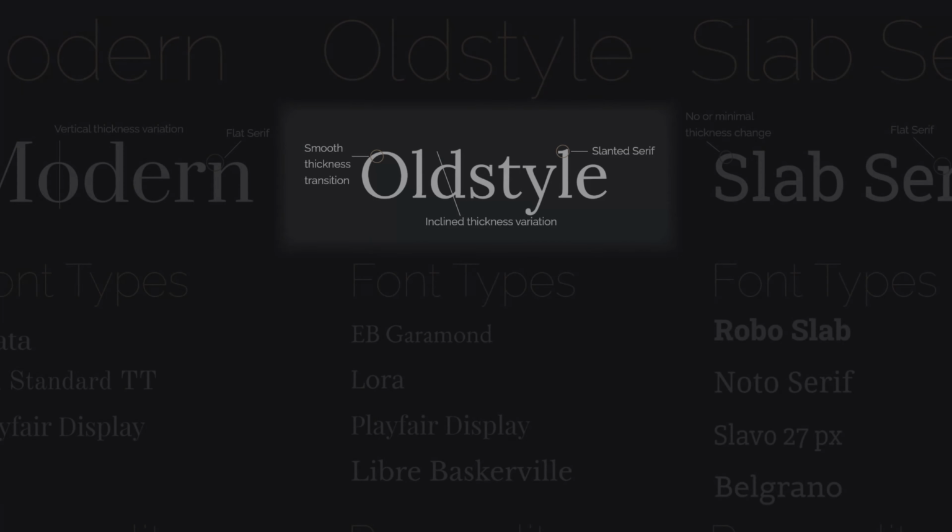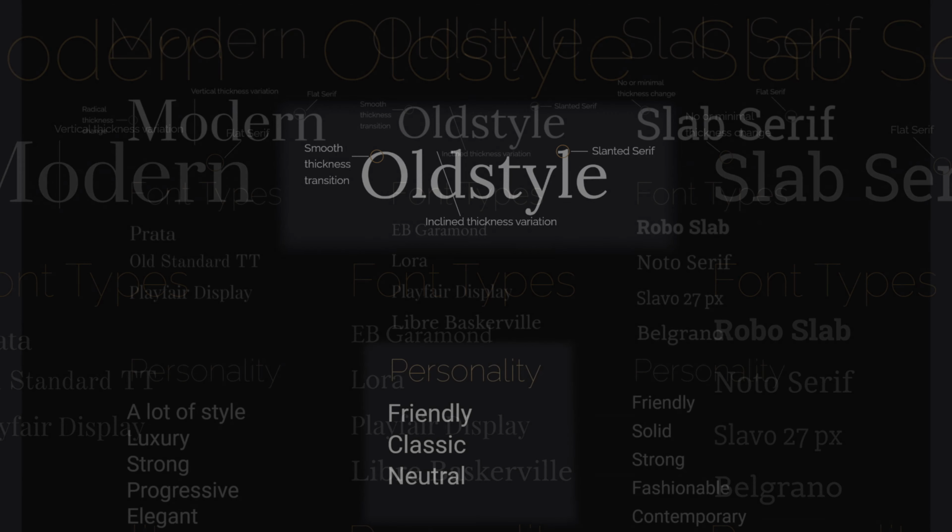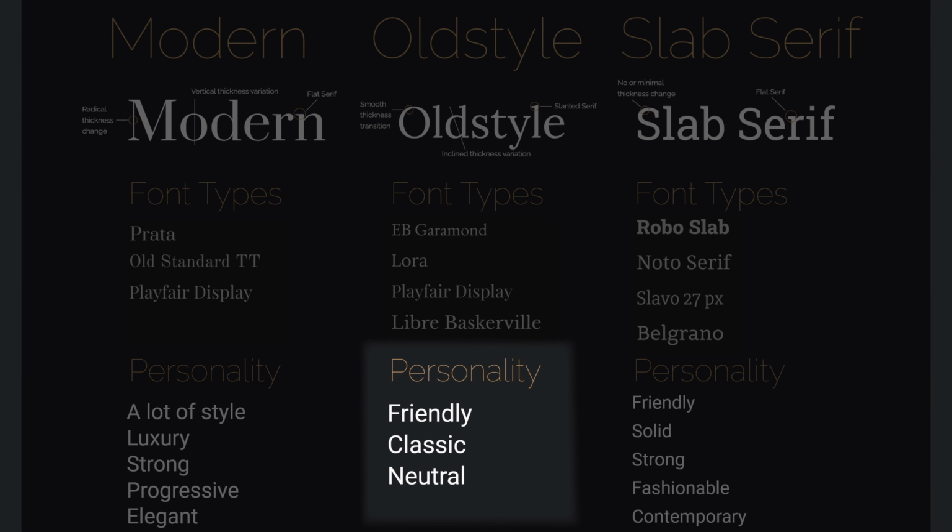Old style. Old style is characterized by less dramatic and non-vertical thickness changes. You will usually see that those thickness changes are in a slanted way. Its serif is also slanted. Old style has a friendly personality, but it is also classic and neutral.